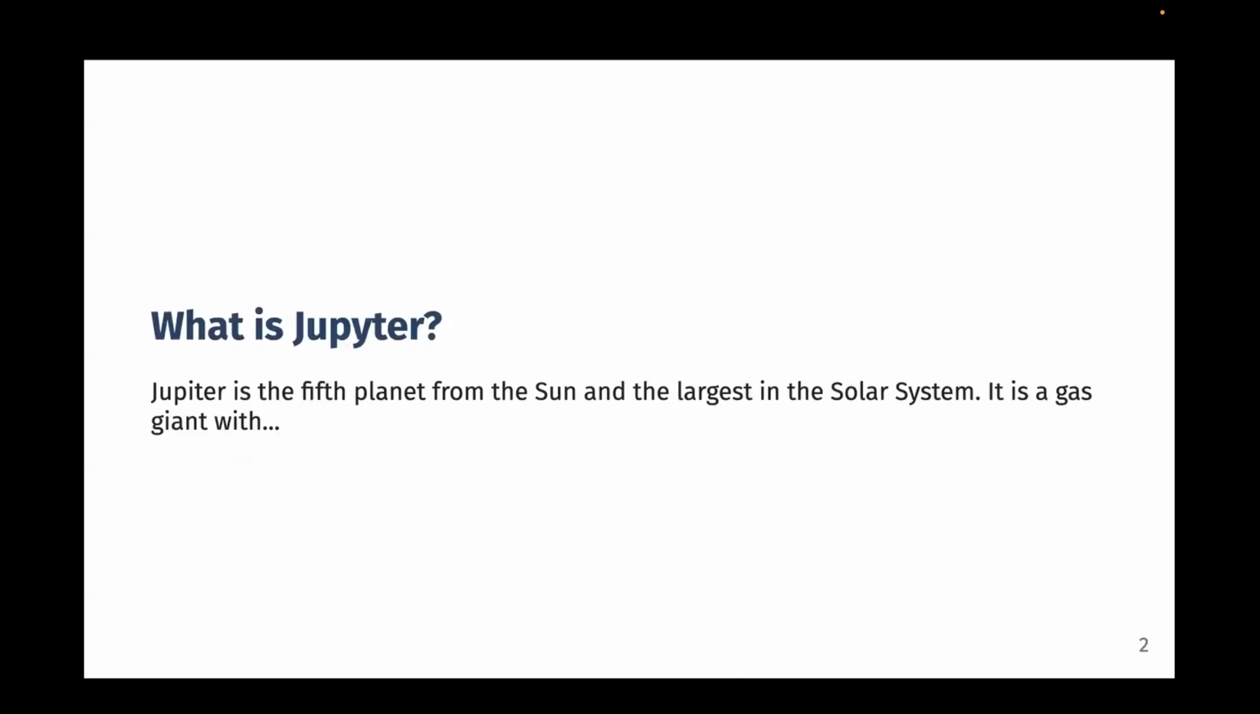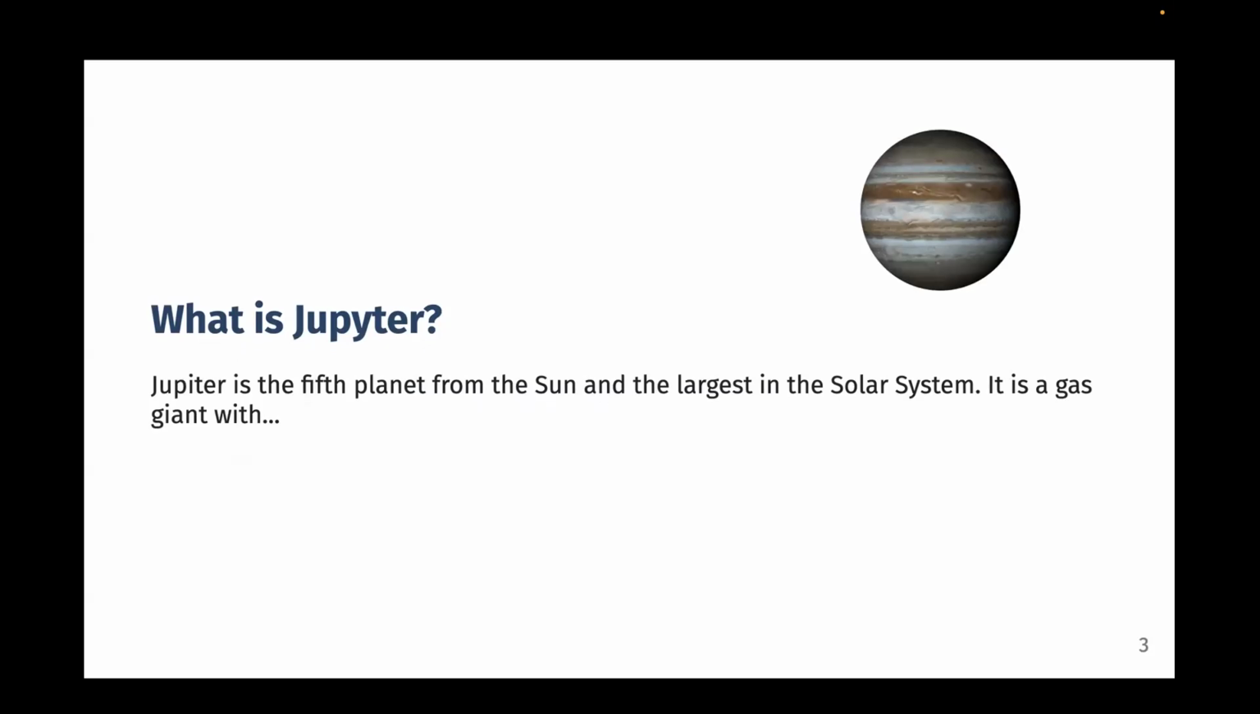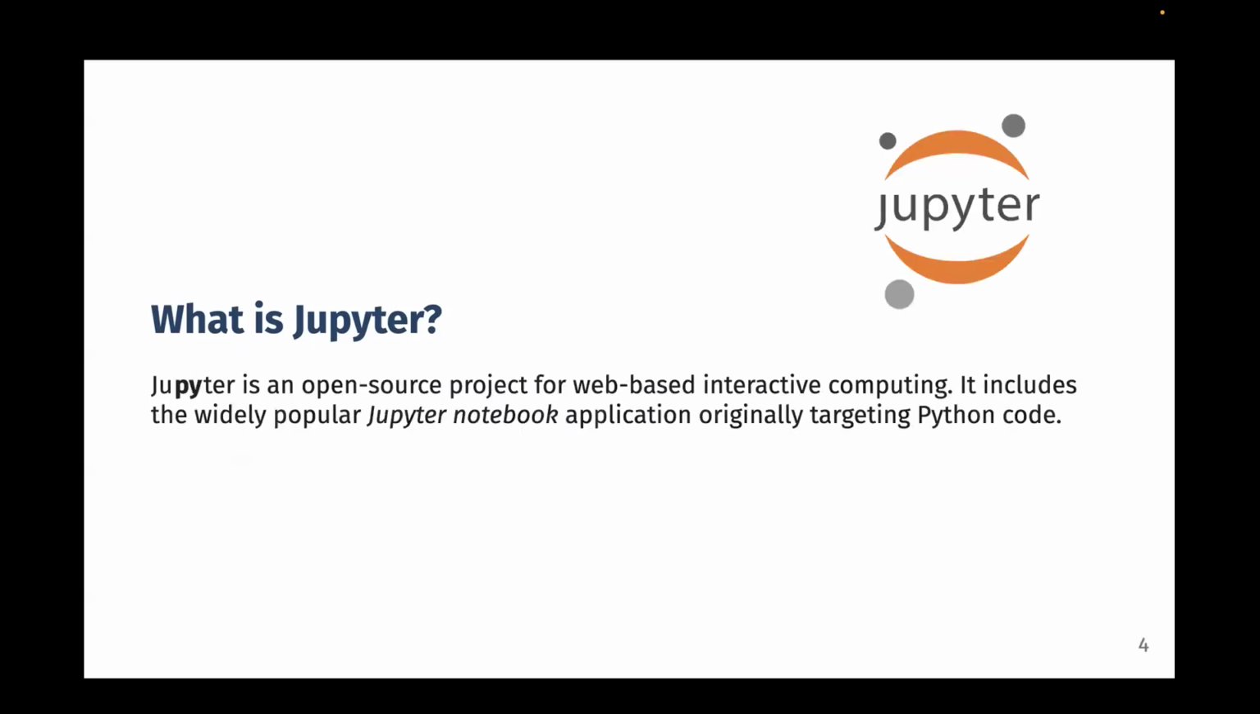Okay, so what is Jupyter? Jupyter is the fifth planet from the sun and is the largest. Hang on, that's the wrong Wikipedia page. Jupyter is an open source project for web-based interactive computing. It includes the widely popular Jupyter Notebook application, which originally targeted just Python code.